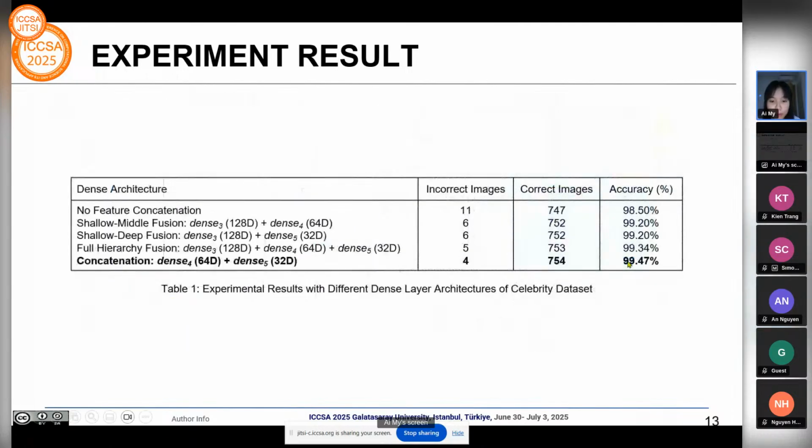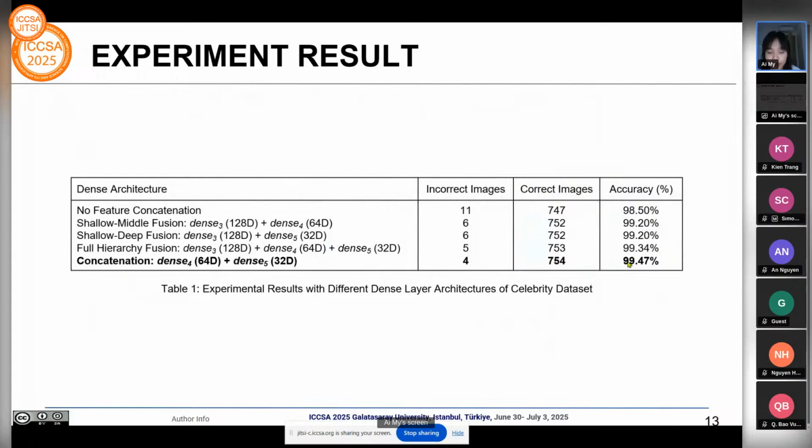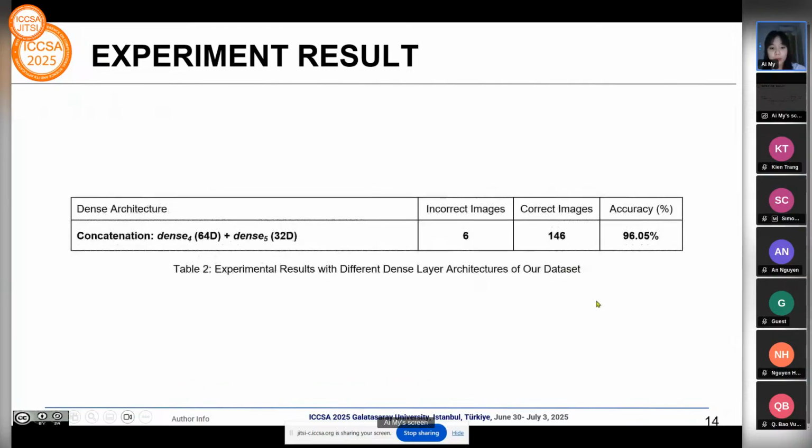Here, this table summarizes the results from the celebrity dataset. We start from a baseline of 98.5% and prove that later combinations reach up to 99.47% using Dense 4 and Dense 5. As you can see, in the concatenation, we have 4 incorrect images and 754 correct images. This is the result on the celebrity dataset, and we have the experimental results with different dense layer architectures.